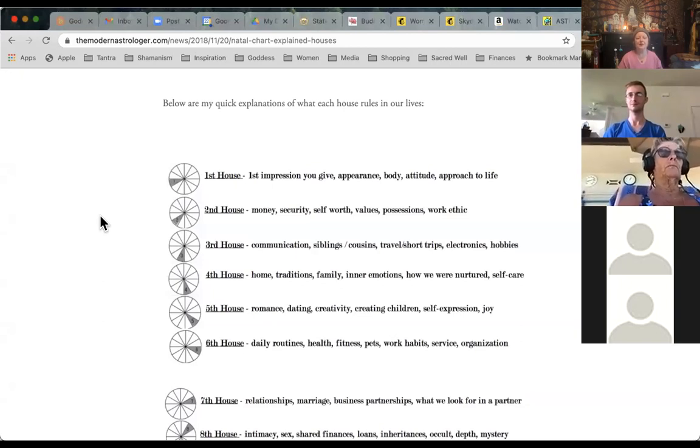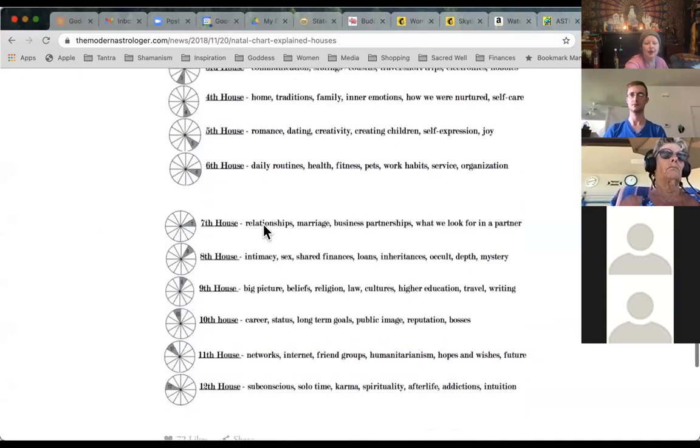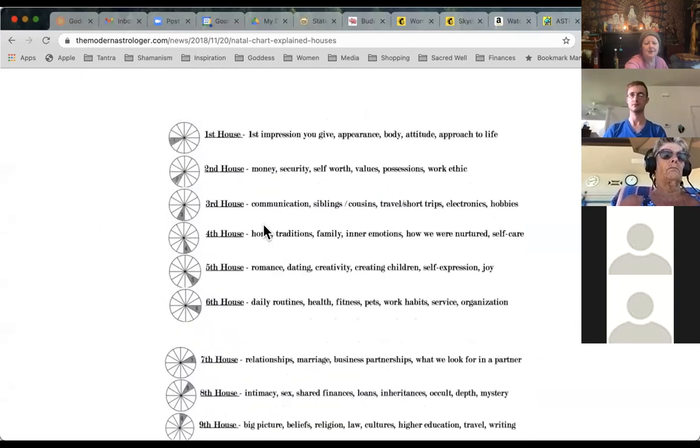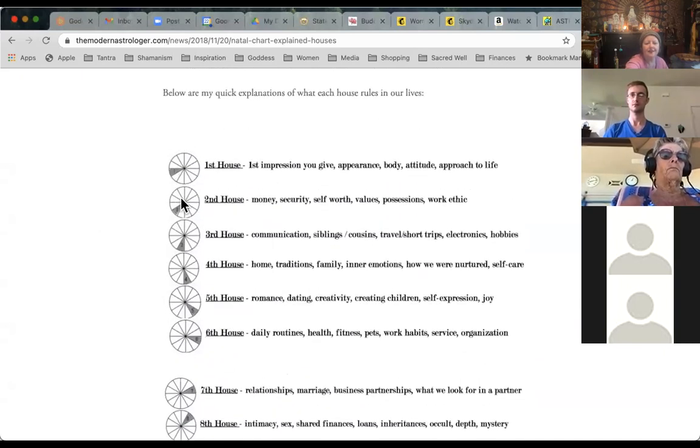horoscope spread. So when you read someone's astrology chart, you're looking at a circle, a wheel like this one that's been divided into 12 different houses. And this guide, from modernastrologer.com, conveniently shows us which each house is.